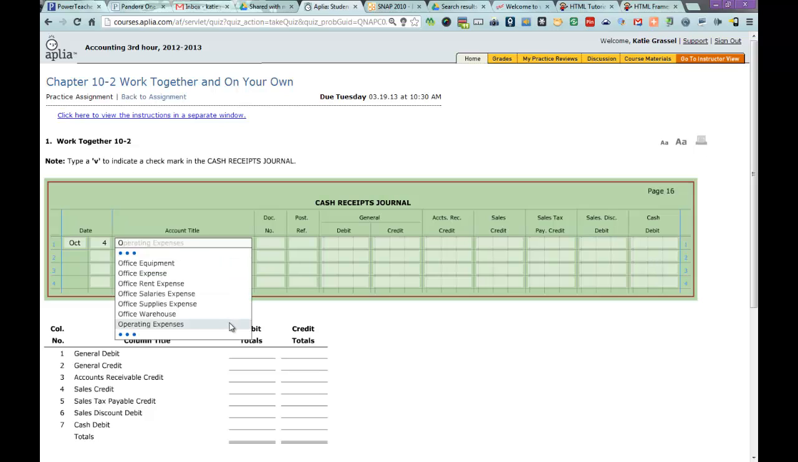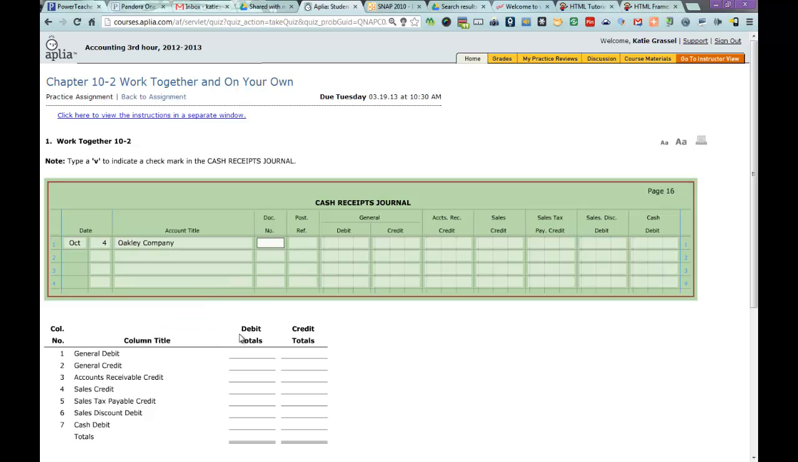My account title here, I'm going to type in Oakley Company. My source document, I got to type in R144. I got to put the whole thing in. Post reference stays blank. Now, 371. We know it has to go in cash, correct? Now, what you are used to doing is putting it here in general. Don't do it. Does not go in general. Where does it go?